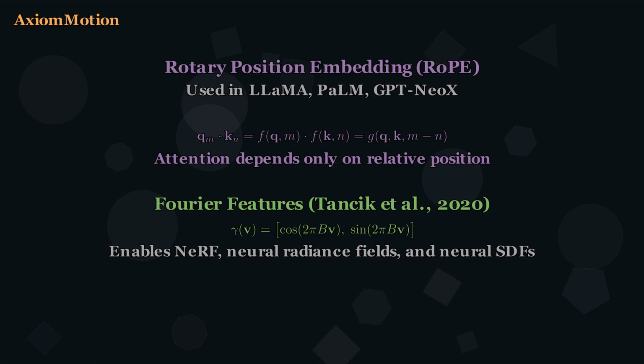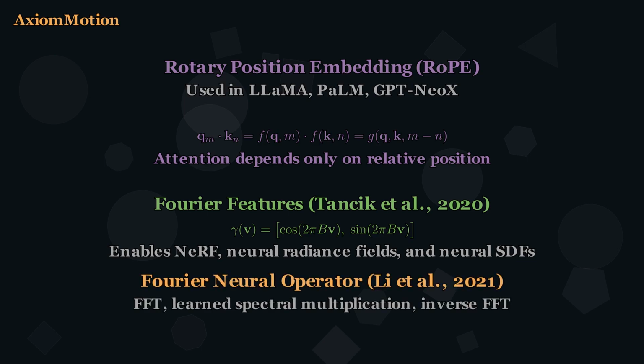Fourier features from Tancik and colleagues in 2020 map input coordinates through cosine and sine before feeding them to a neural network. This single trick enabled neural radiance fields and the explosion of neural implicit representations. And the Fourier Neural Operator turns the entire Fourier transform into a trainable layer, learning to solve partial differential equations hundreds of times faster than classical solvers.